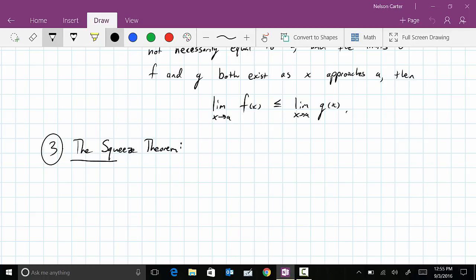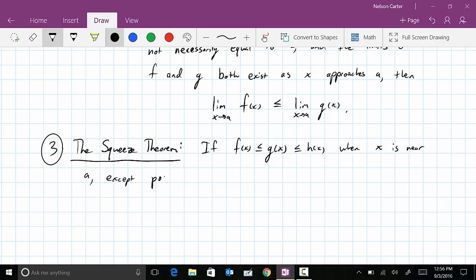Okay, this third theorem is the squeeze theorem. Here's what it says. If f of x is less than or equal to g of x, which is less than or equal to h of x, when x is near a, except possibly when x is equal to a.